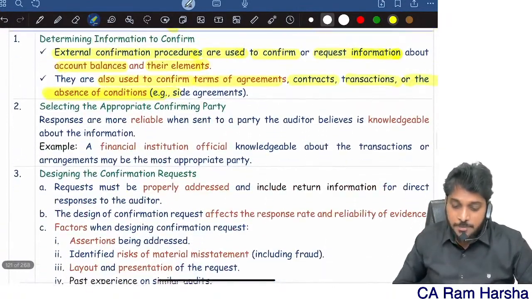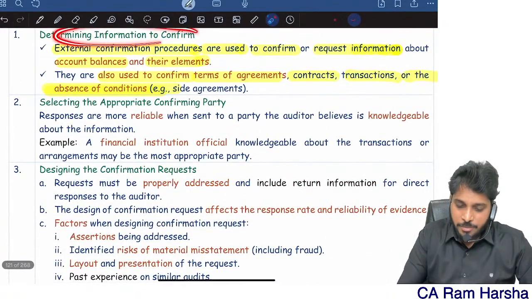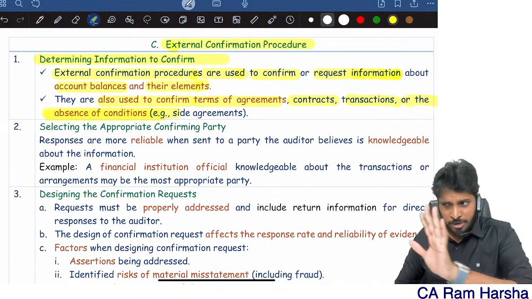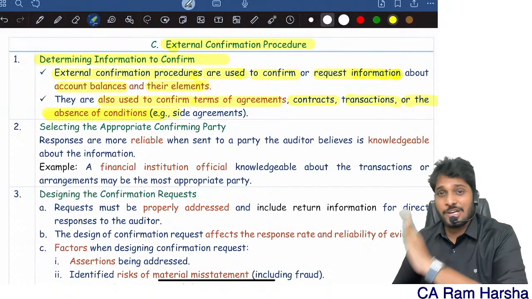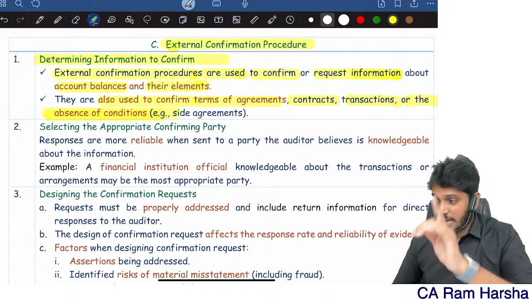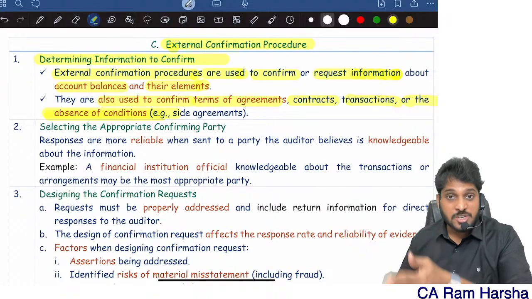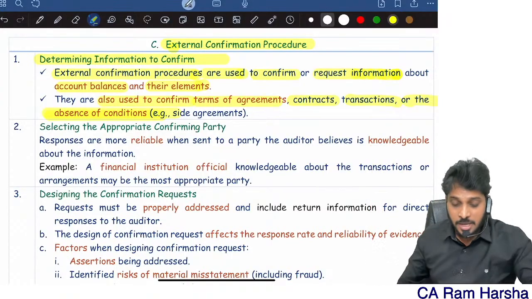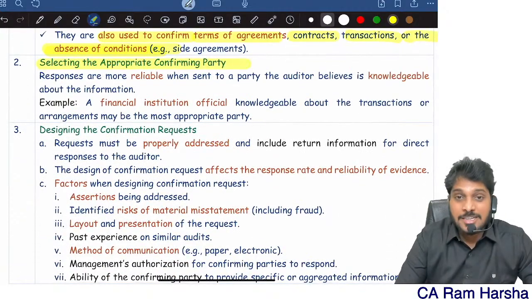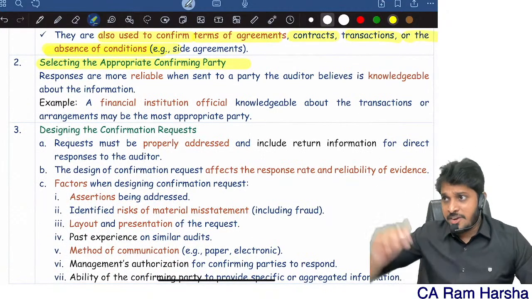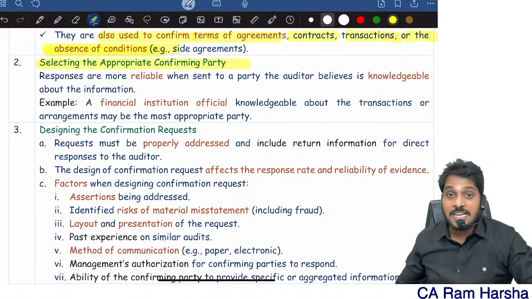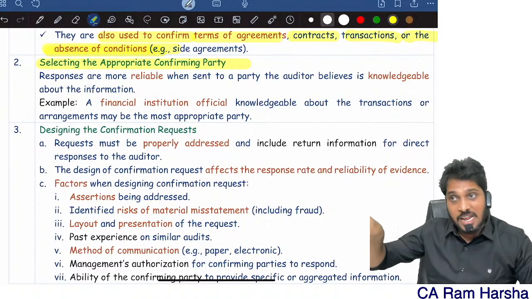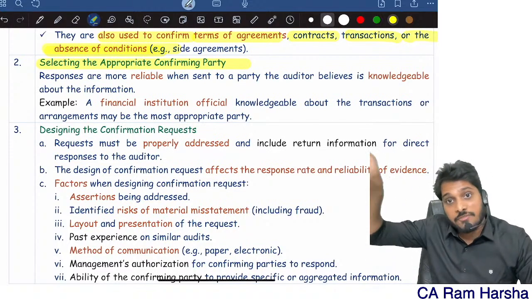Now, what is the procedure? First, identify the information. For what information do you want confirmation? Sir, creditors. I want information on creditors. I want information on debtors. I want information on inventory lying with a third party. Okay, identify the information. Now, select the appropriate confirming party. I know a third party organization is there, but inside that, who should reply? From whom to whom should you ask this confirmation? Accountant, finance manager, CFO of that company.